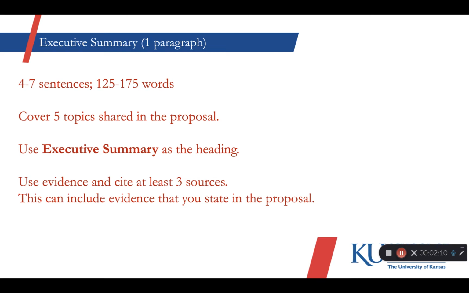Include a 1-paragraph executive summary at the start of your proposal. Write your summary last, after you write the 5 sections. Your summary should highlight your key findings from each of the 5 topics. Cite at least 3 sources in the summary. You can use evidence in the summary that you will later use in the proposal.